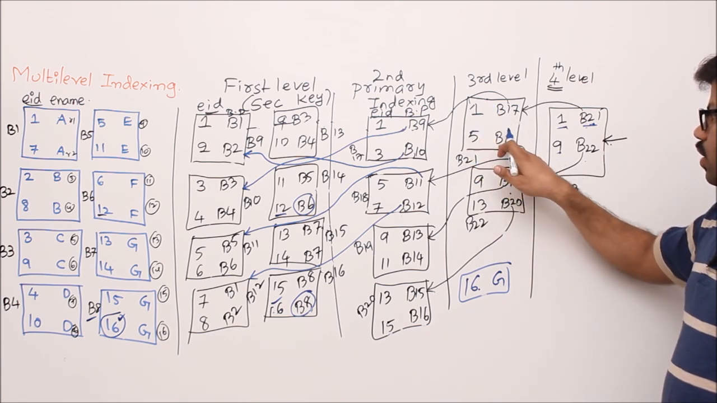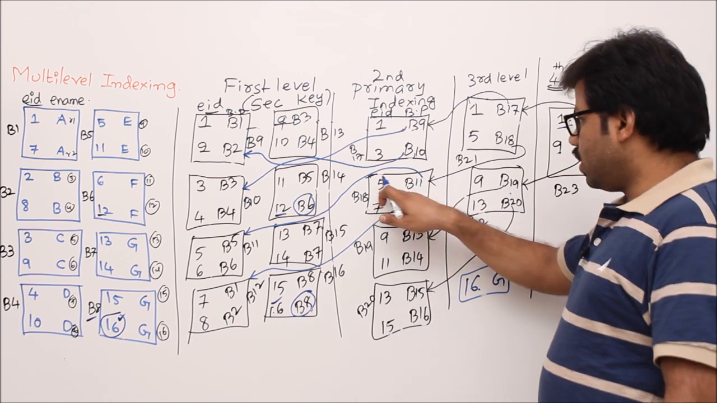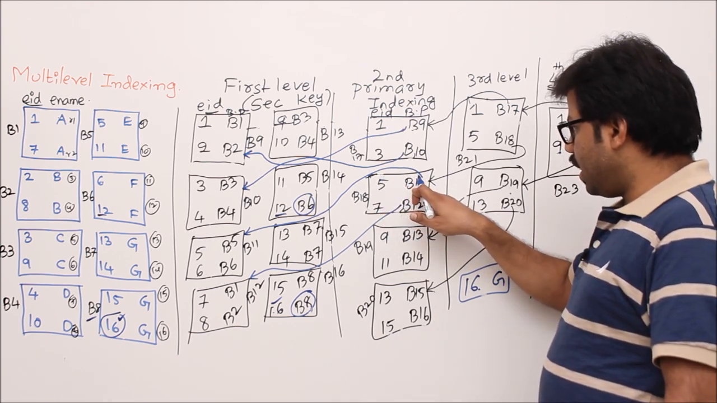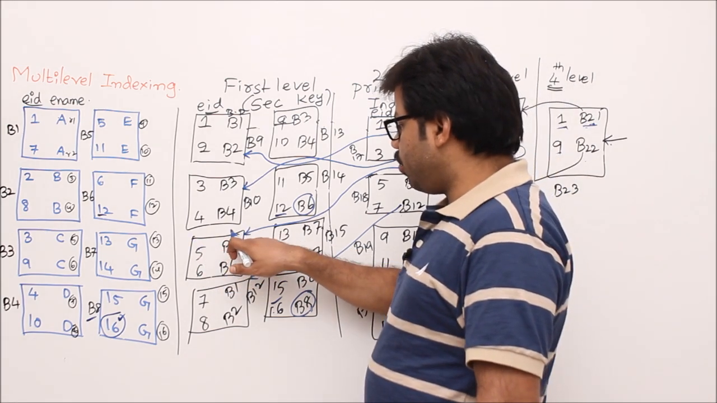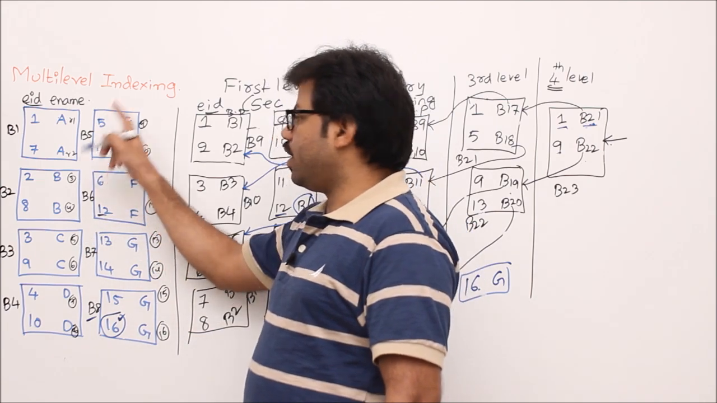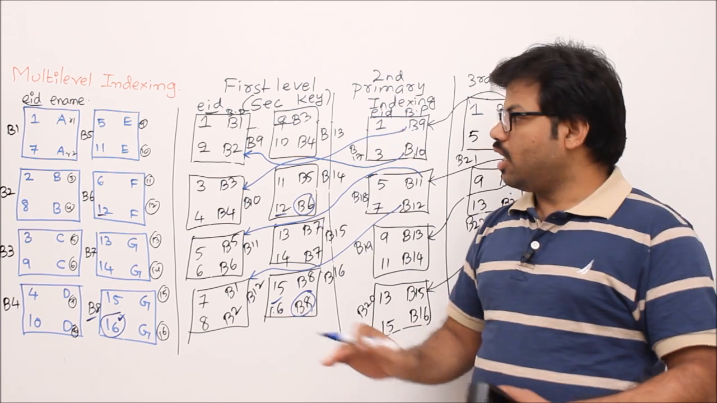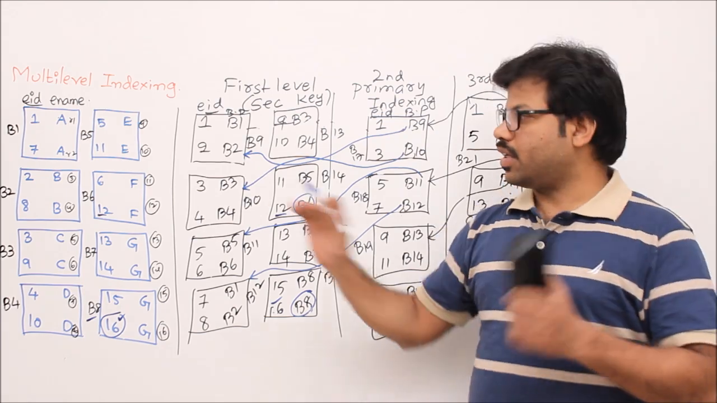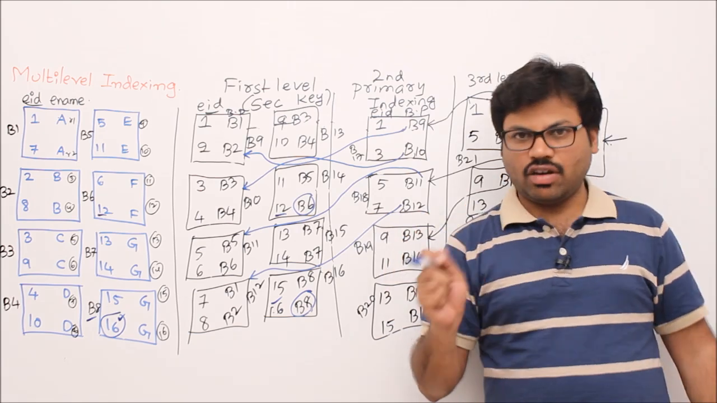So searching for 5. Yes, it matches. Then you take B18. So B18, you come here and search for 5. Then yes, B11 is the right pointer. Come here. You are searching for 5. Then B5 is the right pointer. Go blindly to B5. You get it. Yes, it's perfectly working. So this is about multi-level indexing. Now how many blocks we transfer, otherwise how many blocks we access to search for one record, we will see.